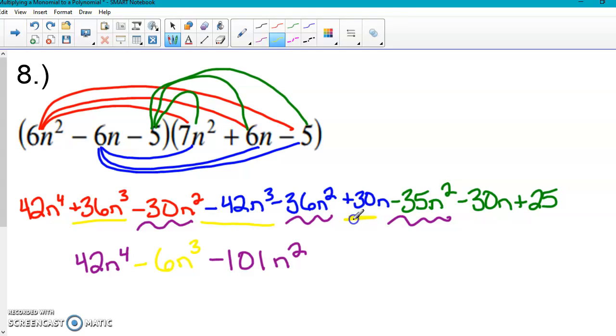All right, then I have an n and an n here. Ooh, let's look at this one. I have a 30n minus 30n. 30n minus 30n is nothing. So those canceled each other out. And so then the only thing you have left is your plus 25. So there's your final answer.